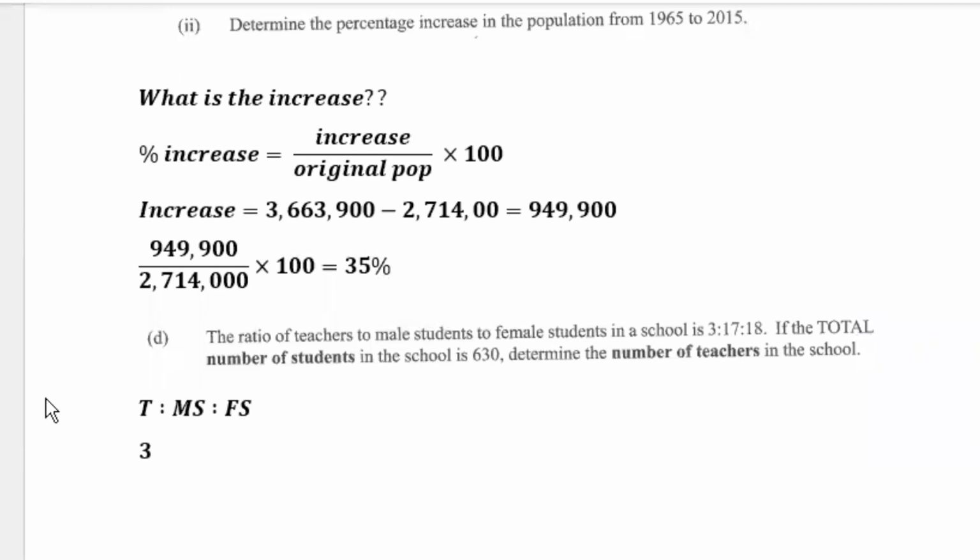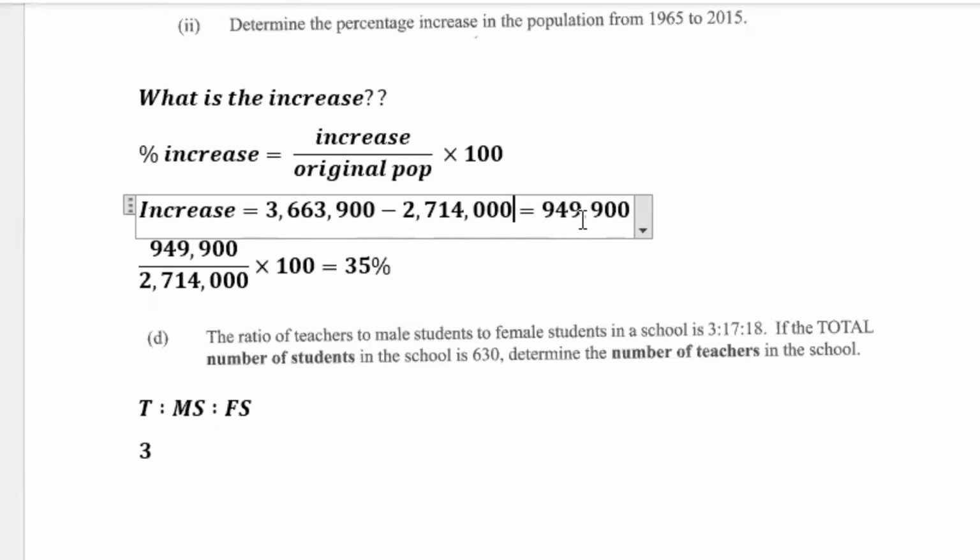Yes, sir, not getting the correct answer. So let me check that again. We have 3,663,900 minus 2,714,123. There's a missing 0 here, but I just put it again in my calculator. When you do 3,663,900 minus 2,714,000, or 3,663,900 minus 2,714,123, I'm getting the 949,900. So I'm not sure. Check your calculator to ensure.